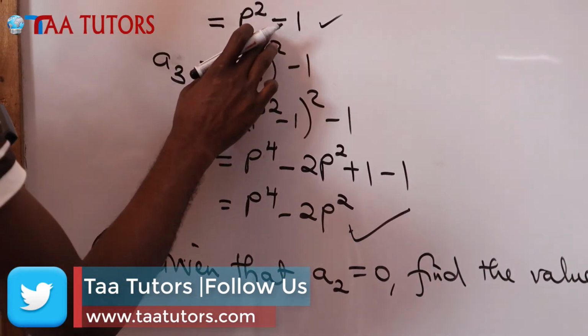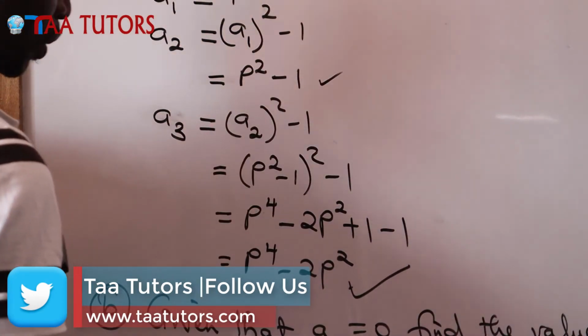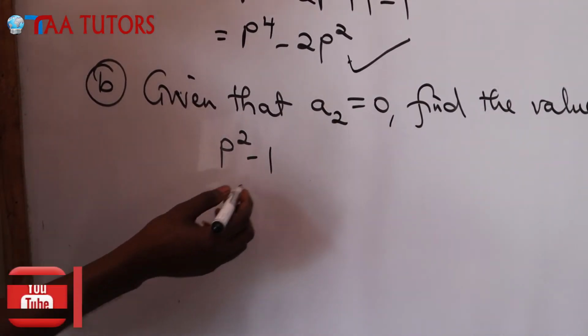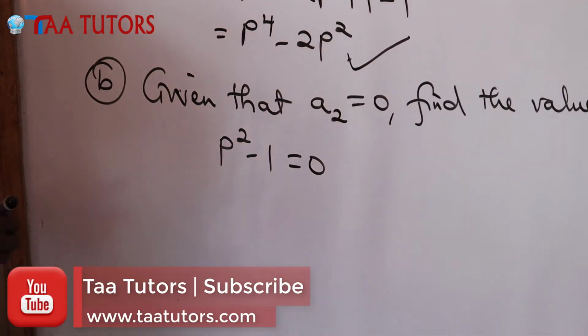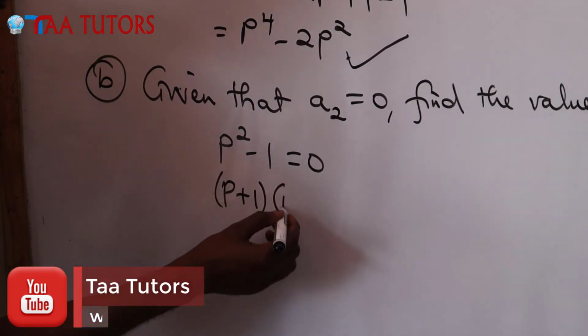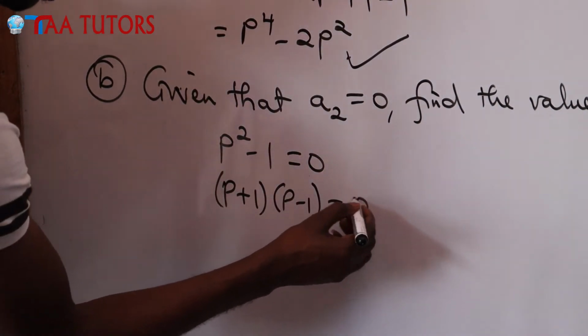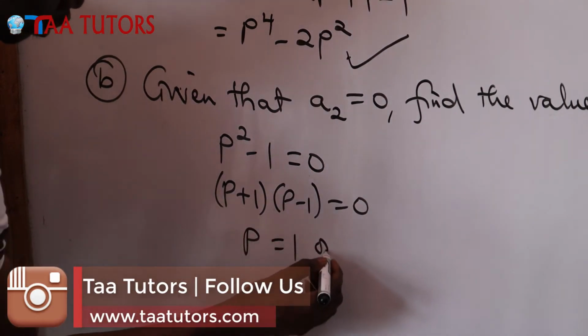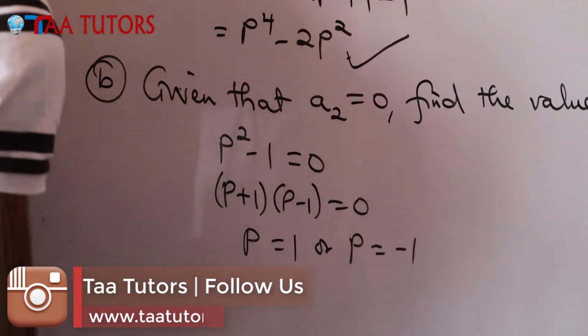A2 is here. We know A2 is P squared minus 1, so that equals 0. So P squared minus 1 equals 0, so we'll say this is (P plus 1)(P minus 1) equals 0. So you can say P equals 1 or P equals negative 1.